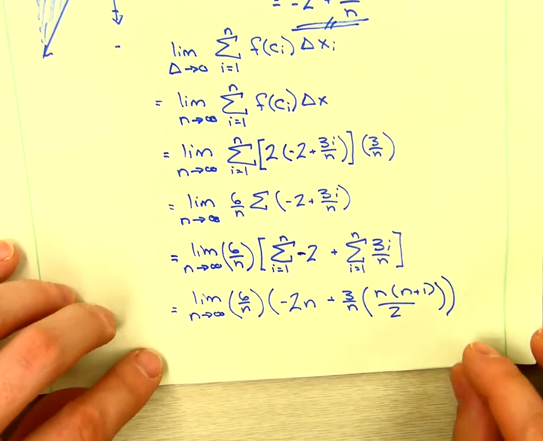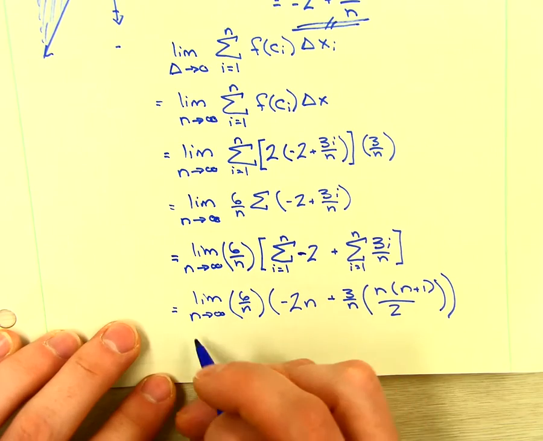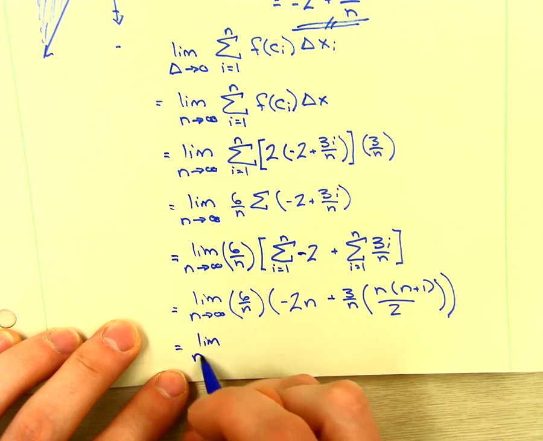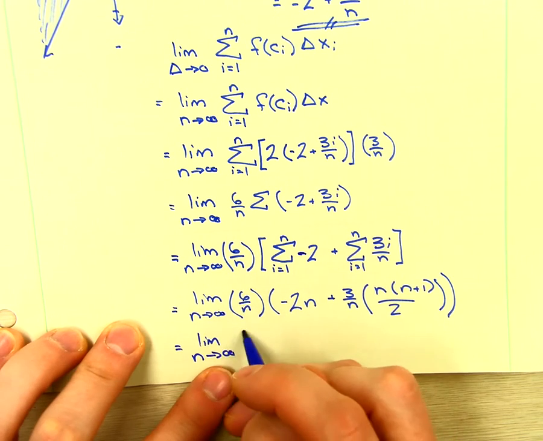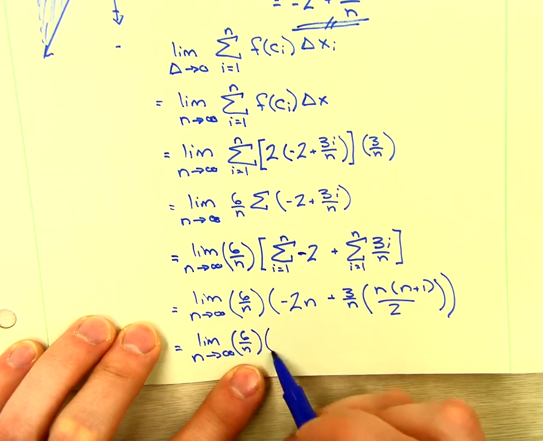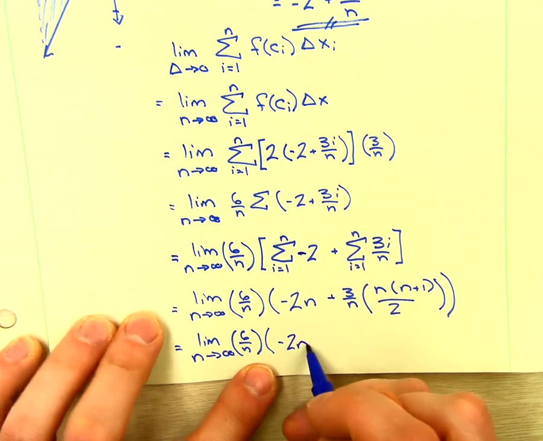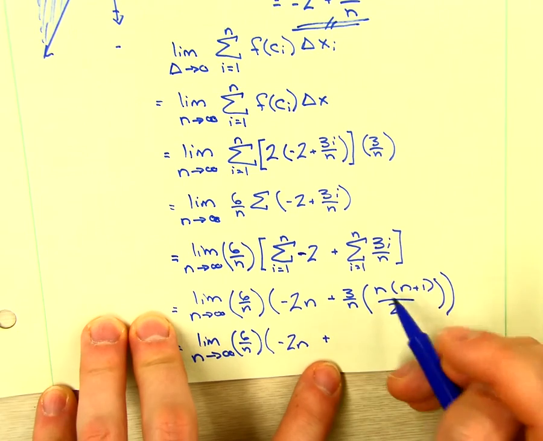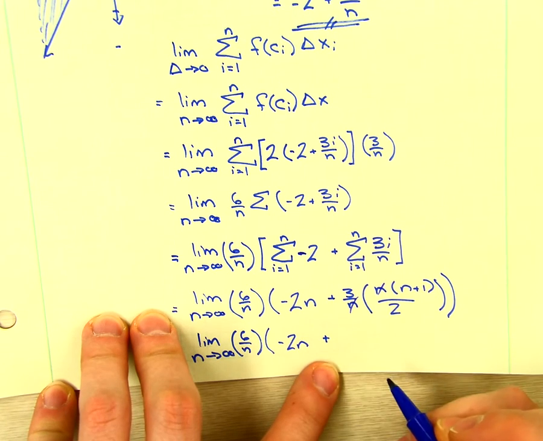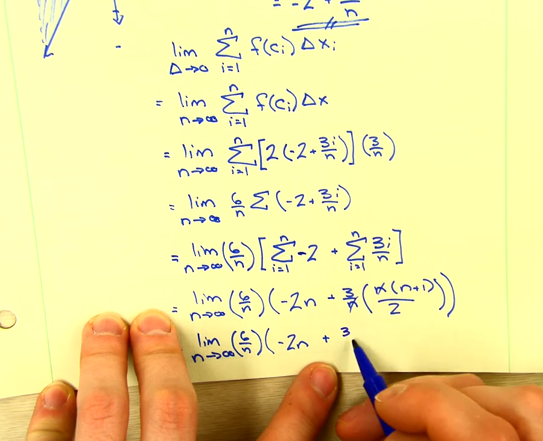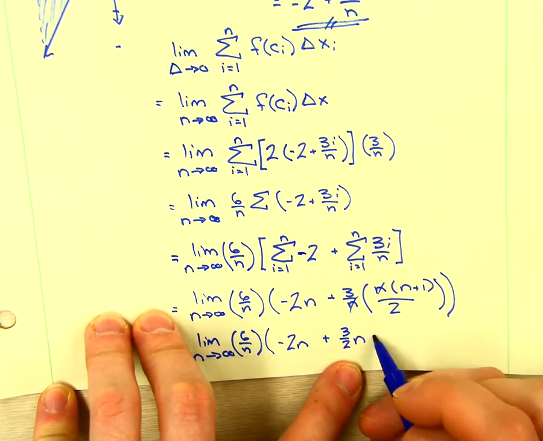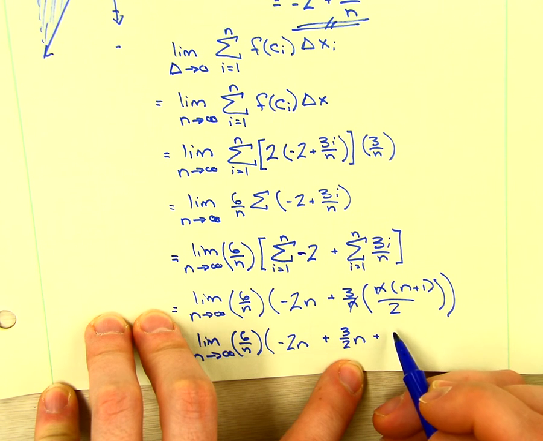And now I just need to simplify this a little bit. So next, I'm going to just focus on simplifying this section right here. Limit as n goes to infinity. My 6 divided by n is out front. And I end up with negative 2n comes along for the ride, plus this is going to be n squared plus n divided by 2. But then there's an n here, so these n's can cancel out. So then I just end up with 3 halves n, so 3 divided by 2 times n, plus 3 halves.